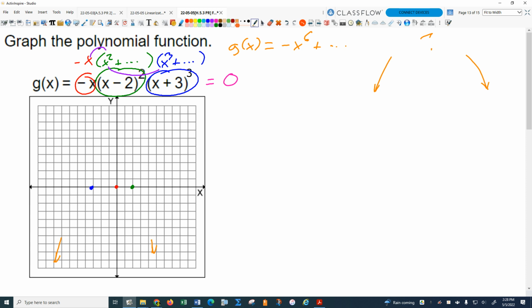Right? So what we're asking about here is how does it interact with the x-axis? It bounces, doesn't it? How come? Even. It's going to bounce because the multiplicity is 2, so it's going to act like an x squared graph, right? Which is a parabola that bounces off the x-axis. So this thing is going to do this.